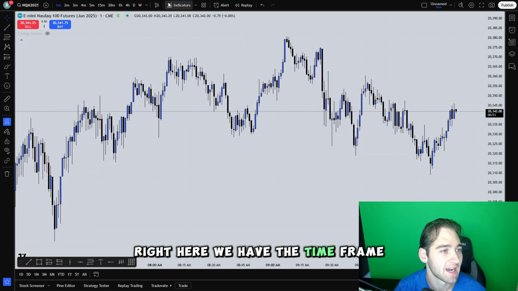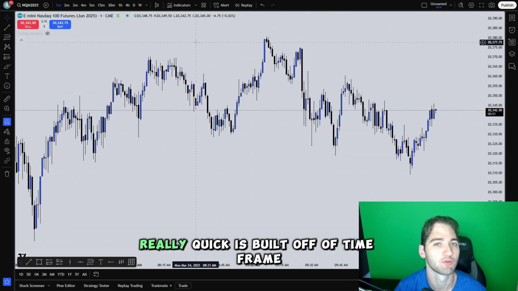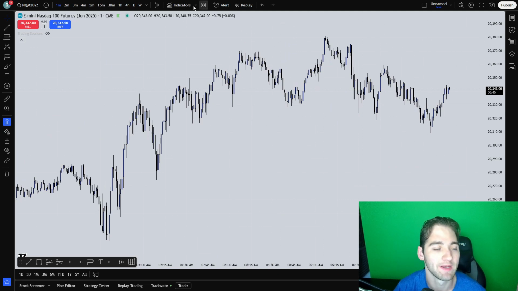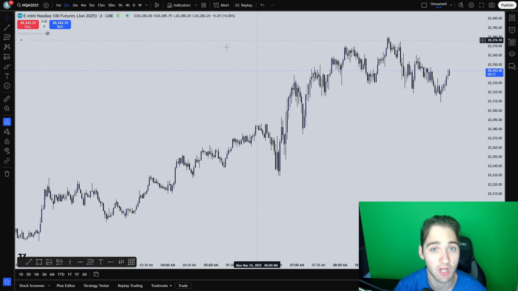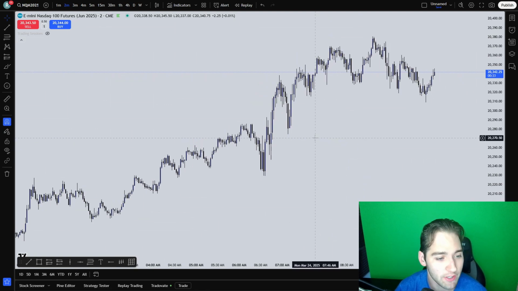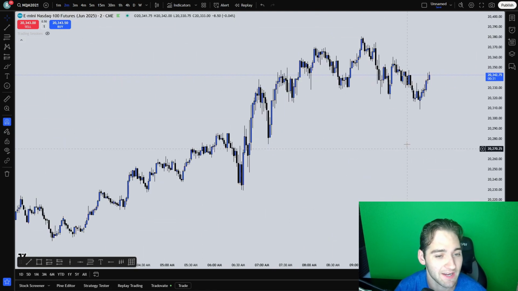Right here we have the time frames. Each stock, guys, really quick, is built off of time frames. What you're looking at right now, we're on the 1 minute time frame. As you can see, this right here is blue. If we go on the 2 minute time frame, the whole stock market changes, right? It looks like a completely different stock, but really it's just on a higher time frame.